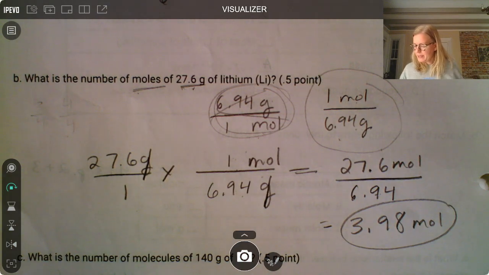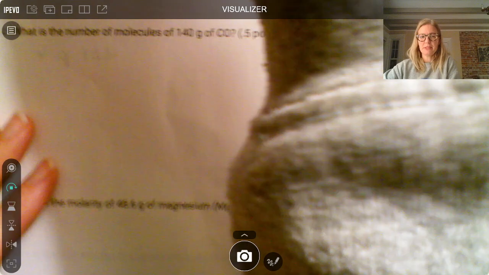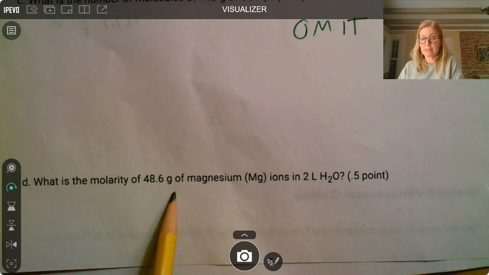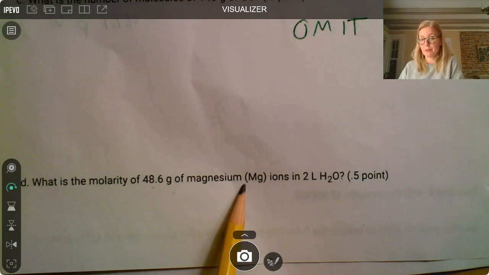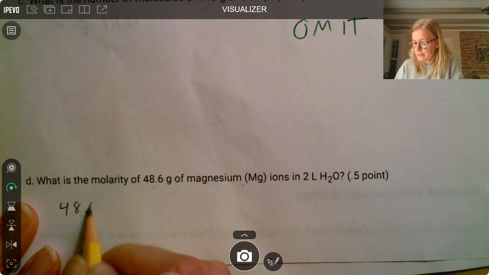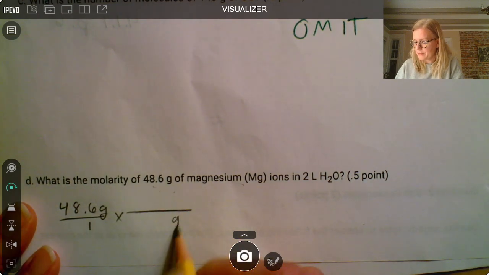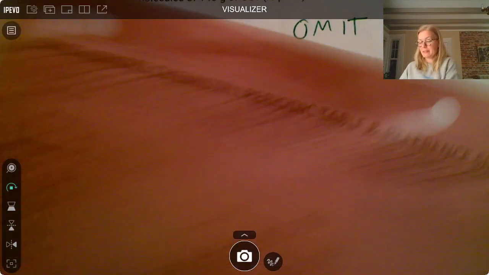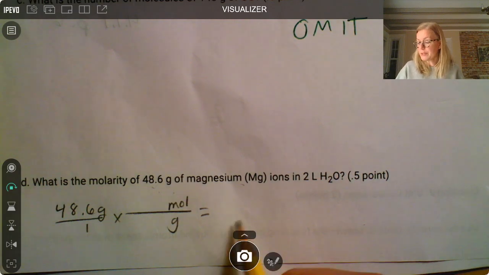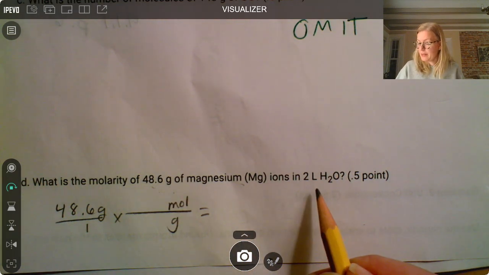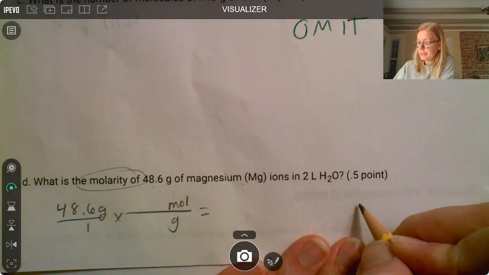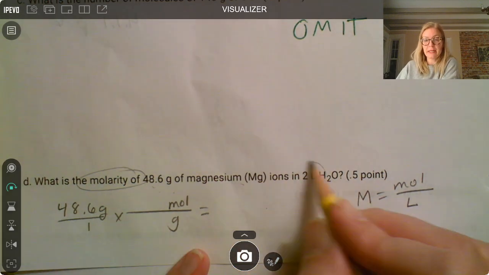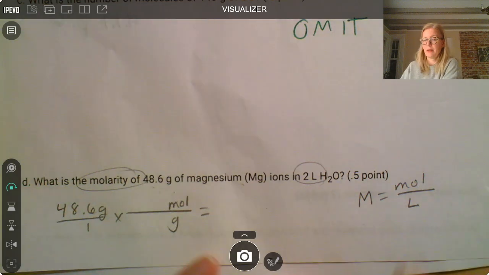Question C, you can omit that. Question D, you're going to be doing the same thing we did in B at the beginning. First, this one's going to be 2 steps. So first, you're going to convert the grams of magnesium to moles of magnesium. So you'll do 48.6 grams over 1, throw grams under the bus, and get moles. Okay. So you're going to have to look at the molar mass of magnesium on the periodic table. Once you get your answer, then they want you to find the molarity. And the formula for molarity is the moles divided by the liters, okay? So once you get your moles, then divide it by 2 liters, and that'll give you the answer in molarity.